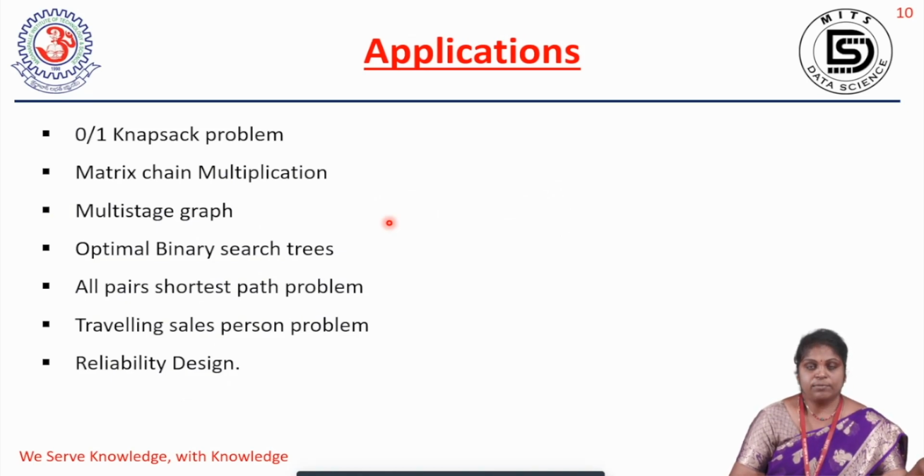So next, what are the different applications of dynamic programming? 0/1 knapsack problem, matrix chain multiplication, multistage graph, optimal binary search trees, all pairs shortest path problem, traveling salesperson problem, reliability design. All these are applications of dynamic programming. Here I'm going to discuss one application, that is the 0/1 knapsack problem.